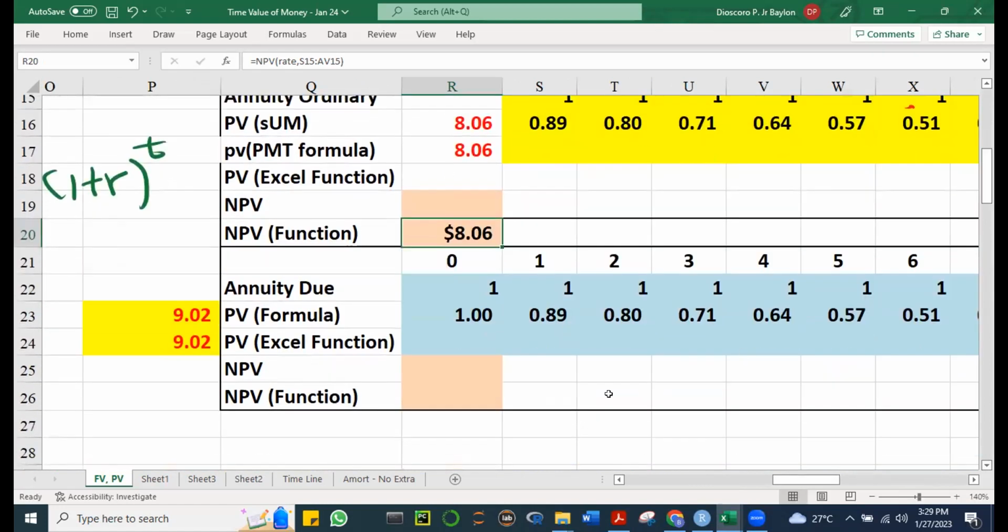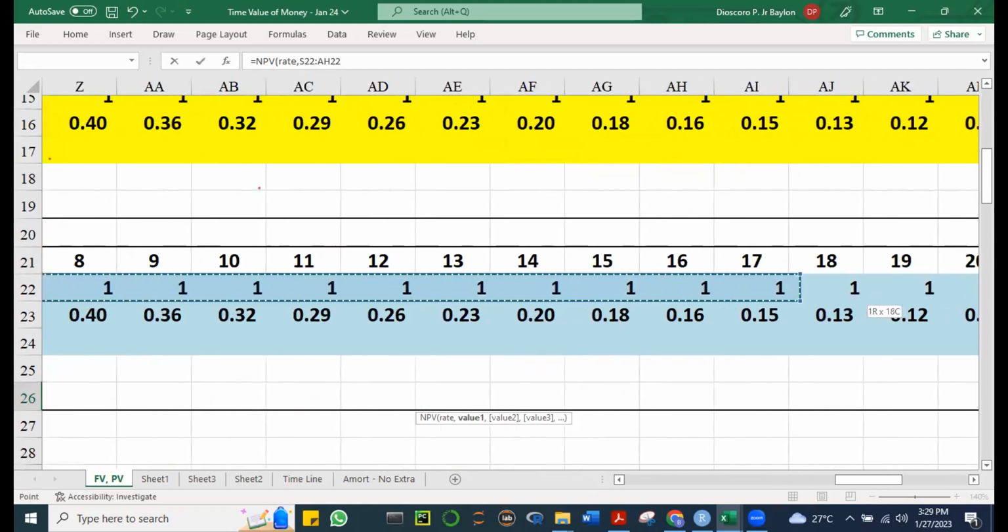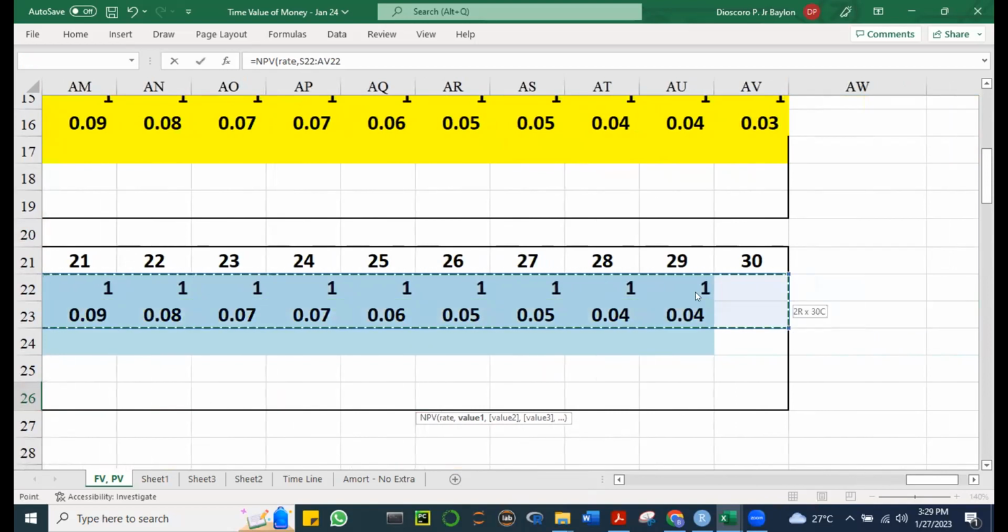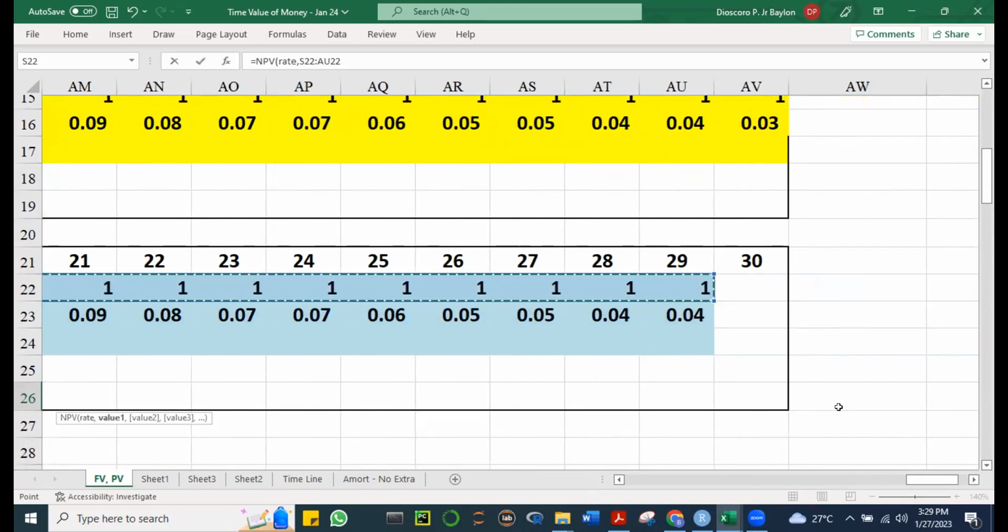Now for this one, equals NPV. Rate is rate, comma, future. So here the cash flows should be future, it should start with year 1. Highlight them. There's nothing else here, so up to there.